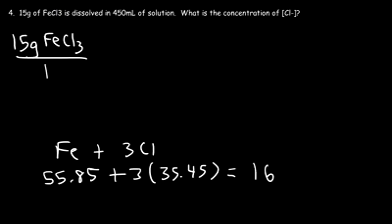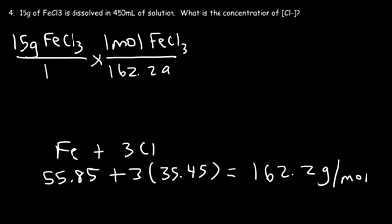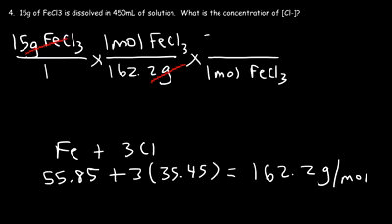So you should get a molar mass of 162.2 grams per mole. So 1 mole of FeCl3 has a mass of 162.2 grams. So now let's change the substance from FeCl3 to Cl-. There's 1 chloride ion per formula unit of FeCl3. So therefore, we could say that 1 mole of FeCl3 will release 3 moles of chloride ions in a solution.